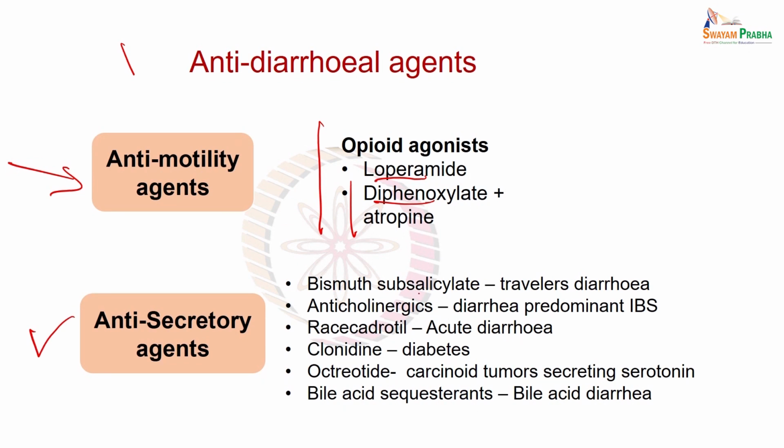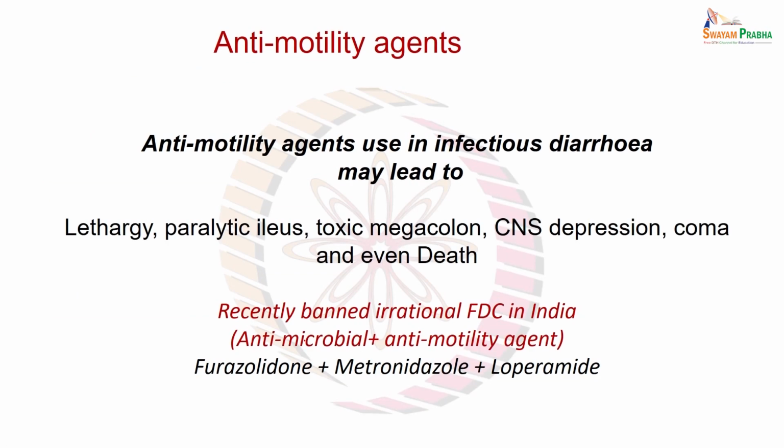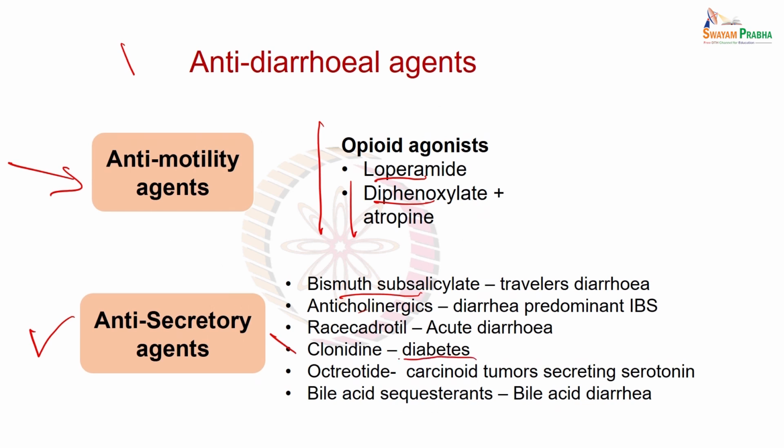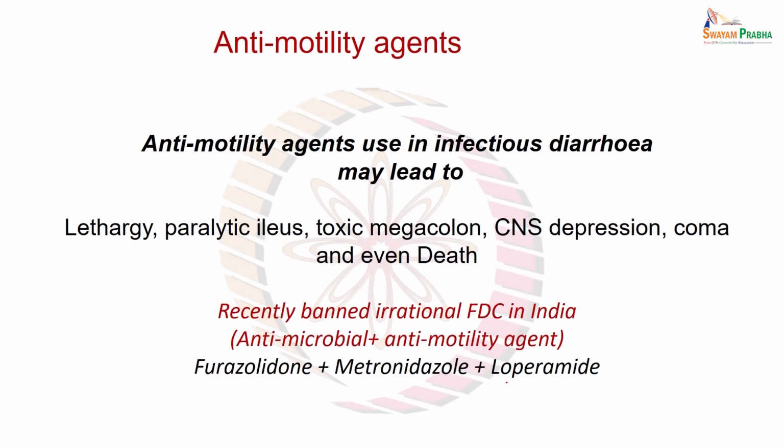Anti-secretory agents: bismuth subsalicylate, anticholinergics are used primarily for the diarrhea predominantly seen in irritable bowel syndrome. Clonidine is used primarily for diarrhea in diabetes. In diabetes there is also diarrhea, and this diarrhea usually responds better to clonidine, which is an alpha agonist drug. Then octreotide is used for carcinoid tumor secreting serotonin. Bile acid sequestrants are also used as anti-secretory agents.